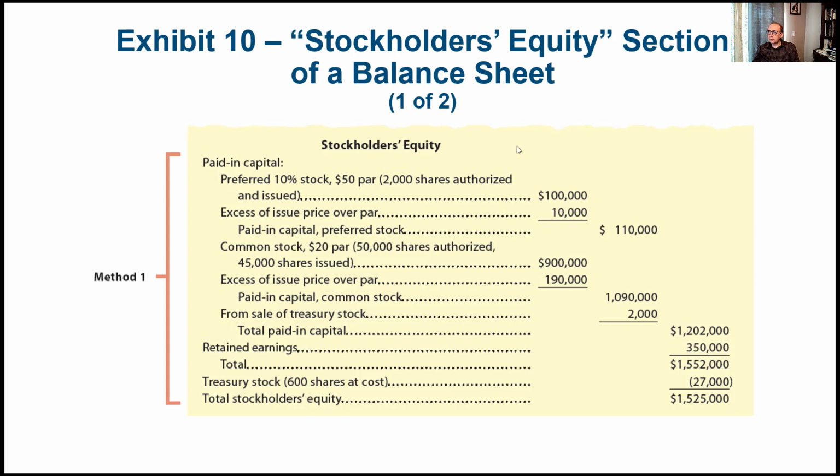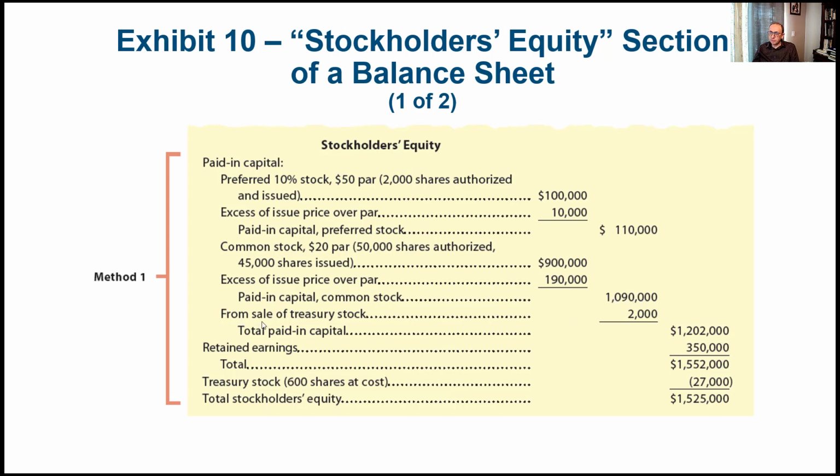As you can see here, under method 1, we have the paid-in capital, where we have the preferred stock, and then the excess of issue price over par, which is the additional paid-in capital for the preferred stock, and then we get the total. Then we have the common stock, and again, we have to present the par value, the number of shares authorized, the numbers issued, and that will get you the value of the common stock, and then the excess of issue price over par, which is the additional paid-in capital for the common stock. And then you get the total, which is 1,090.